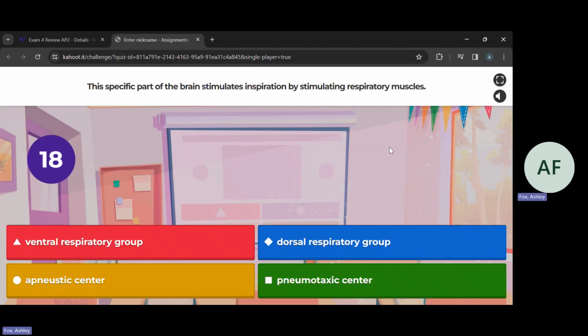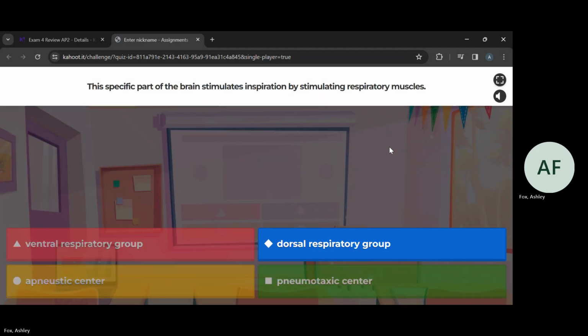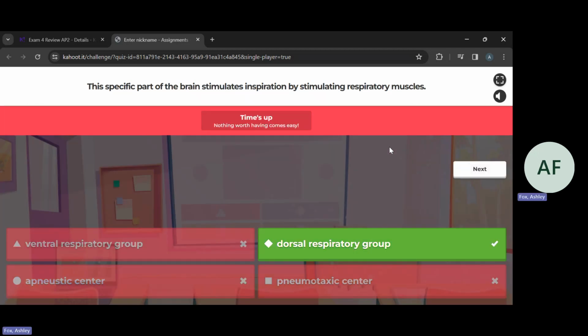This specific part of the brain stimulates inspiration by stimulating respiratory muscles. Ventral respiratory group, dorsal respiratory group, apneustic center, or pneumotaxic center? This is the dorsal respiratory group in the medulla. It's innervating the diaphragm and mainly going to cause it to contract and increase the space in the thorax so air will come in.